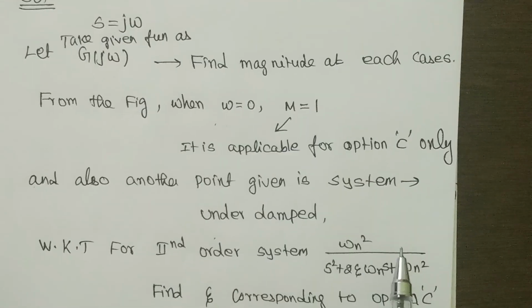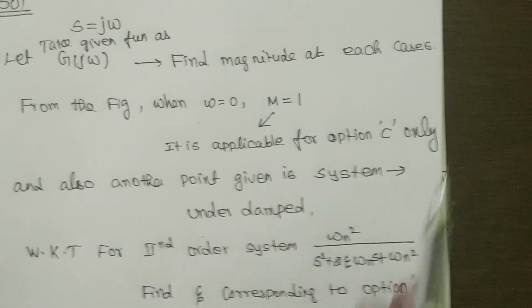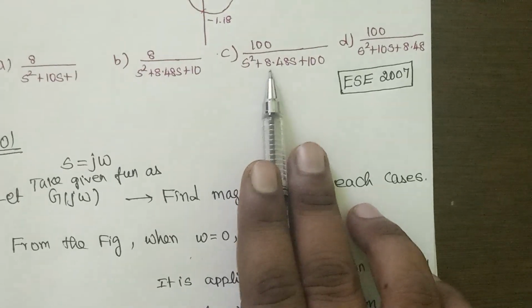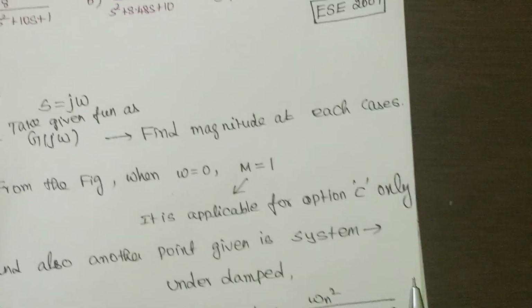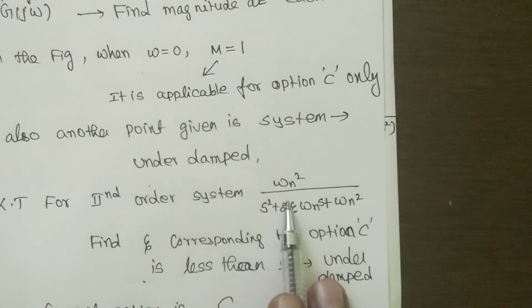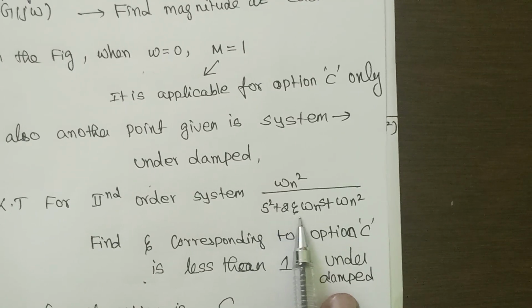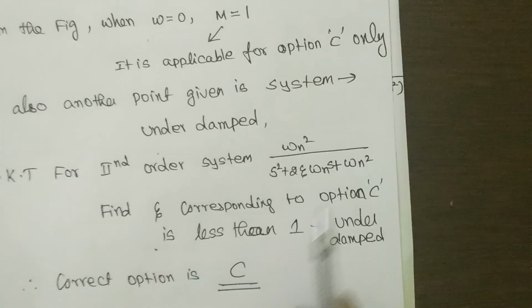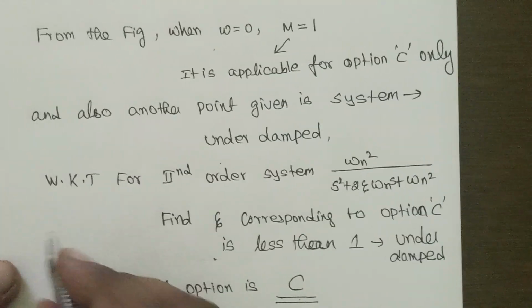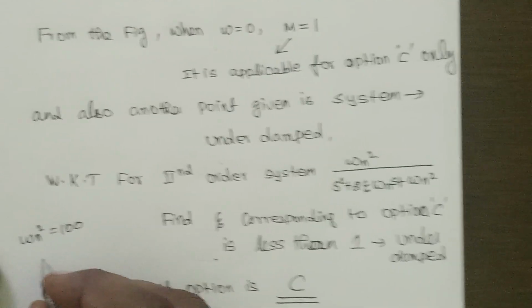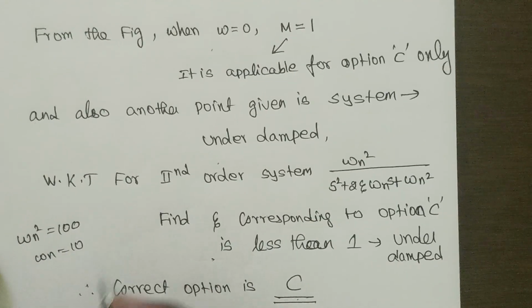Next we need to check whether the system in option C is underdamped or not. For that, we already know that for the second order system the transfer function is omega n squared divided by s squared plus 2 epsilon omega n s plus omega n squared. From this, omega n squared is equal to 100, so omega n is equal to 10.